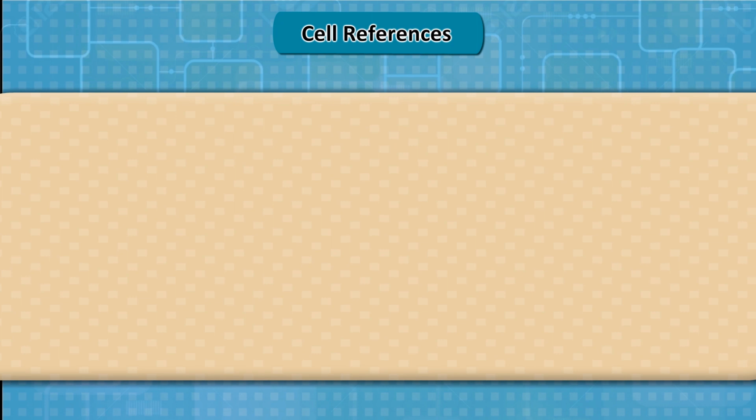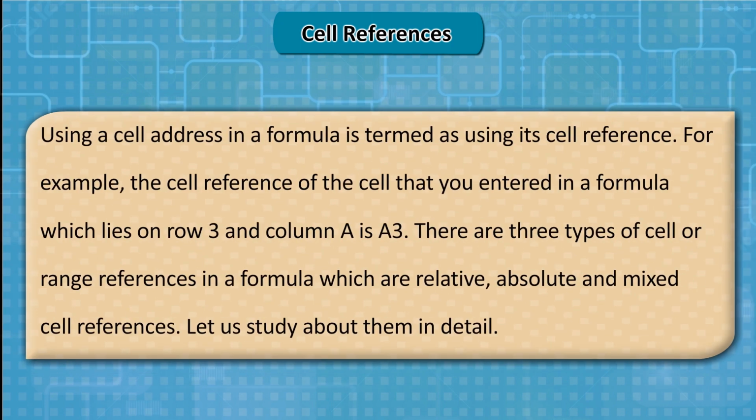Cell references. Using a cell address in a formula is termed as using its cell reference. For example, the cell reference of the cell that you entered in a formula which lies on row 3 and column A is A3. There are three types of cell or range references in a formula, which are relative, absolute and mixed cell references. Let us study about them in detail.